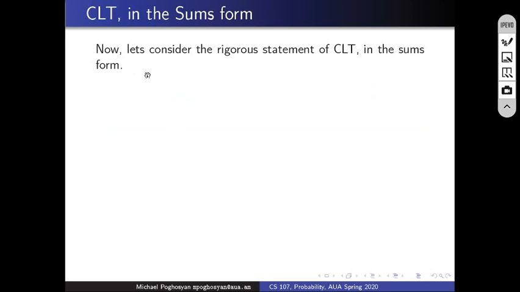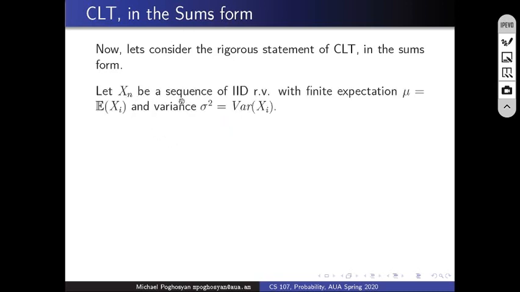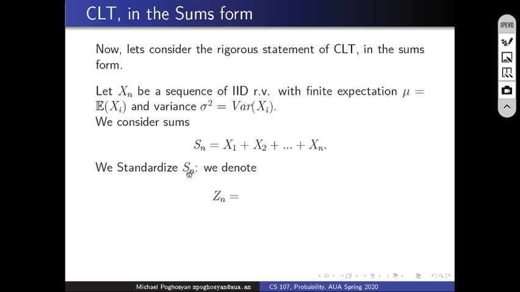Okay, now let's talk about the rigorous statement of CLT, first in the sum form for Sn. So Xn is a sequence of IID random variables with finite expectation mu and variance sigma squared, variance of xi. We consider these sums. Sn is the sum of first n terms. And we standardize Sn. We denote by Zn the standardized version of Sn. So Sn minus its expectation over the standard deviation of Sn, that is square root of the variance of Sn.